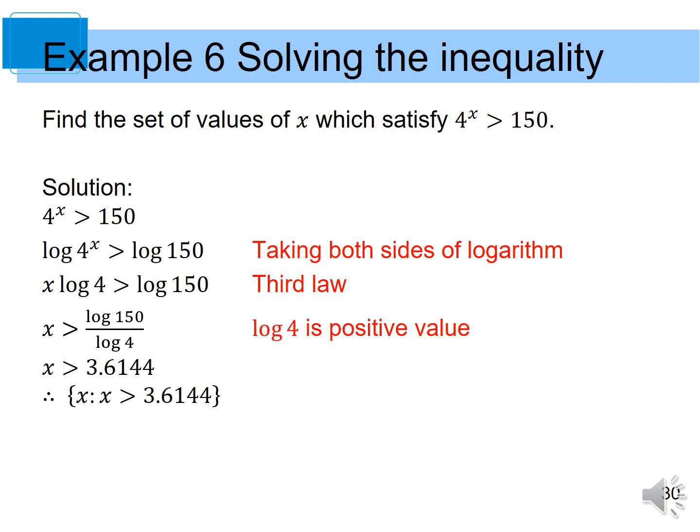Look at the last example. Find the set of values of x which satisfy 4 to the power of x greater than 150. The first step, you can rewrite the original inequality, and after that, take the logarithm to the base 10 of both sides. So we have log of 4 to the power x. And look at the x, the power. We can move the x to the front.